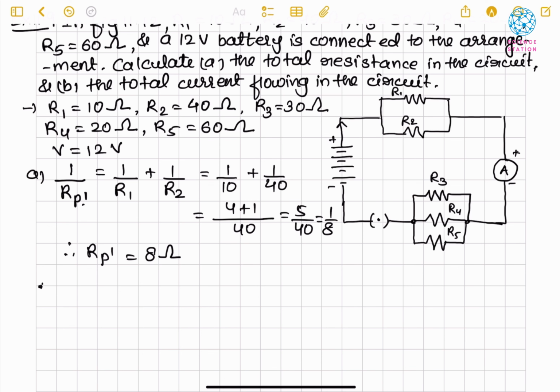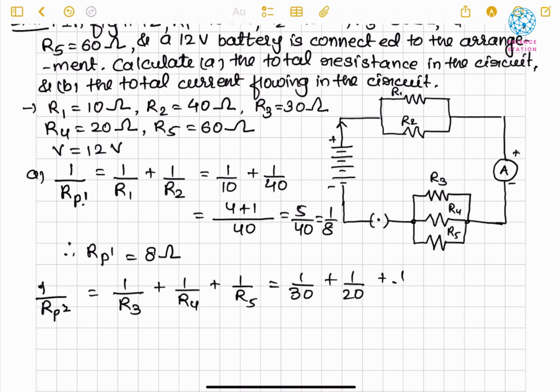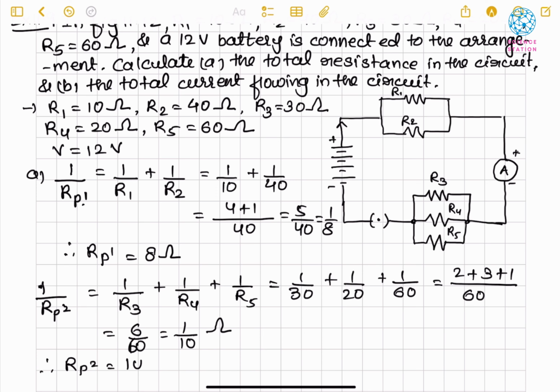Now the second one is 1 upon Rp2 equal to 1 upon R3 plus 1 upon R4 plus 1 upon R5. So if I put the values, that is 1 upon 30 plus 1 upon 20 plus 1 upon 60. So LCM will be 60. So 2 plus 3 plus 1. So that is coming 6 upon 60. So that will be 1 upon 10 ohms. So therefore Rp2 is 10 ohms.